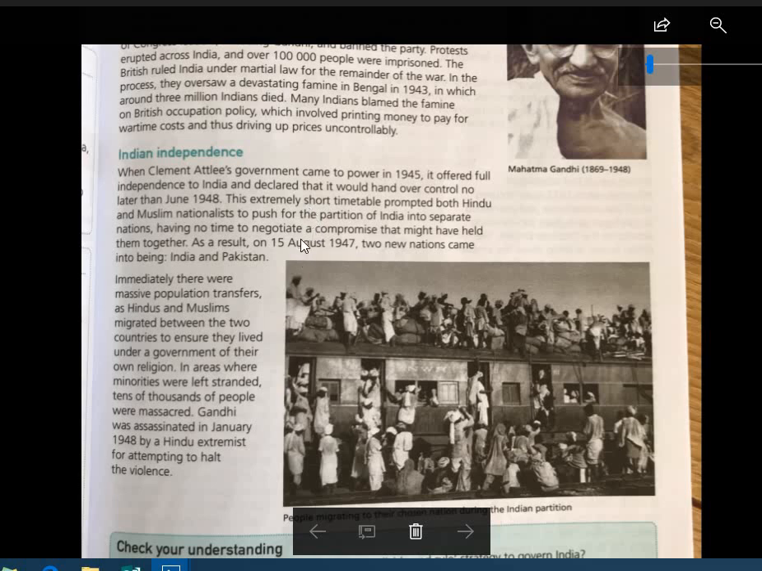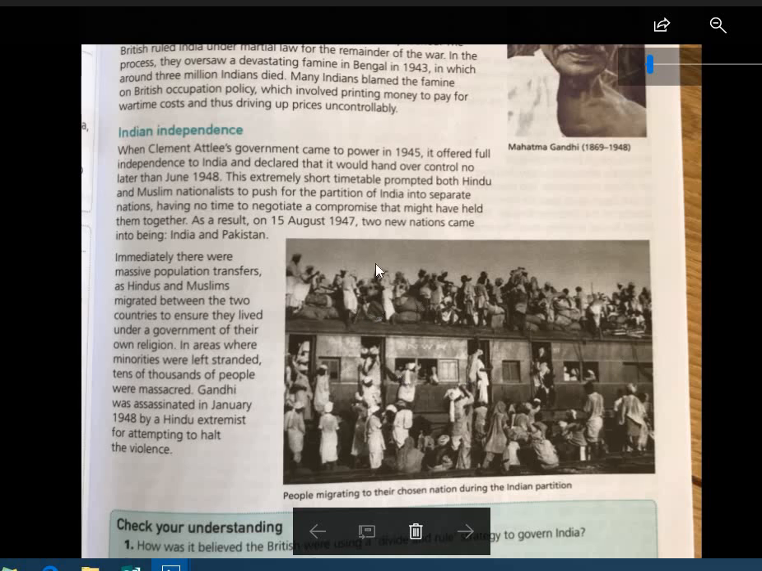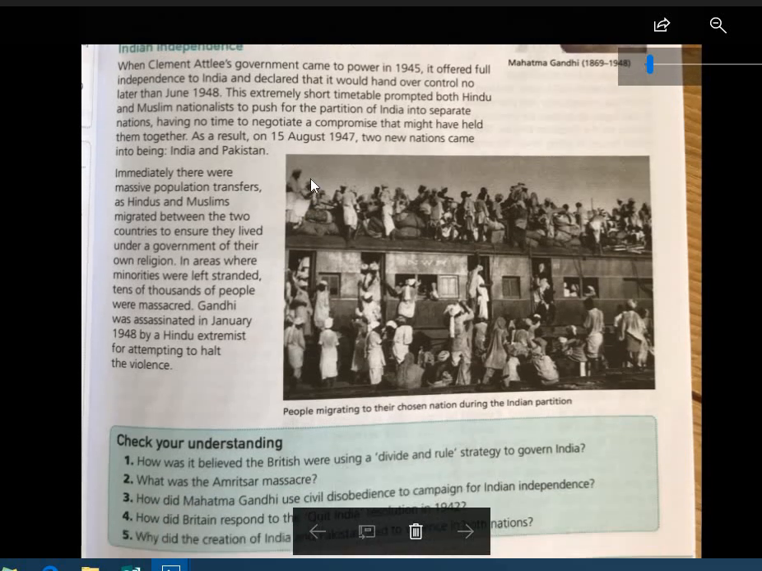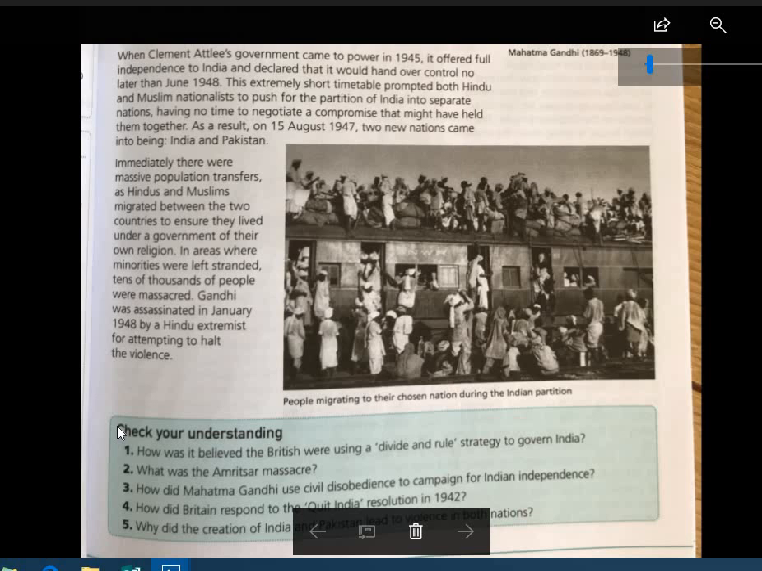Like you can see in this picture, you've got lots and lots of people on this train desperate to get to the nation that is supporting their own religious beliefs. And unfortunately, some people weren't able to do this really quickly, and they were massacred because they weren't seen as welcome in that nation anymore. Right, and like it says, Gandhi himself was murdered by Hindu extremists just a couple of months after gaining India's independence. So you should now be able to answer question 4 and 5, which is task 3.